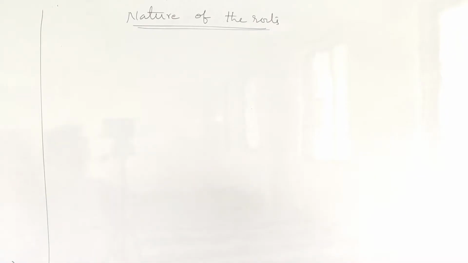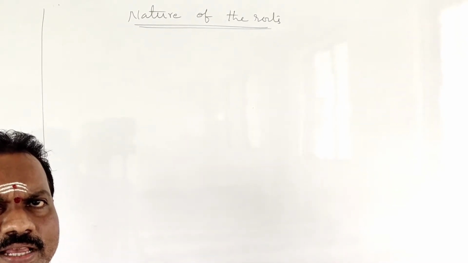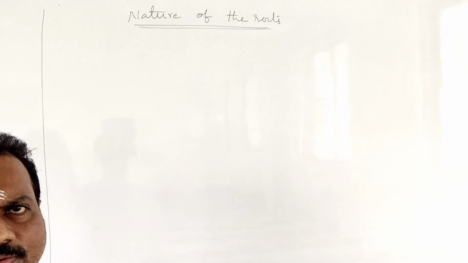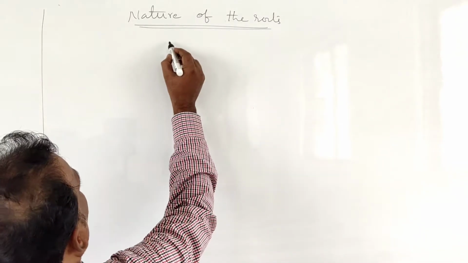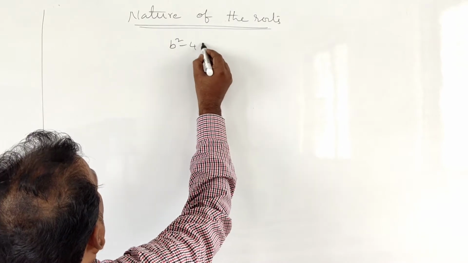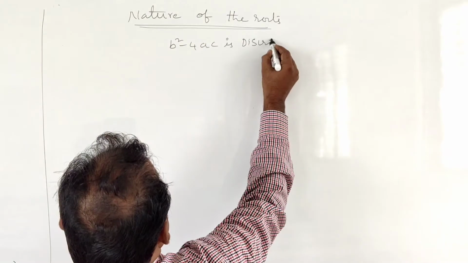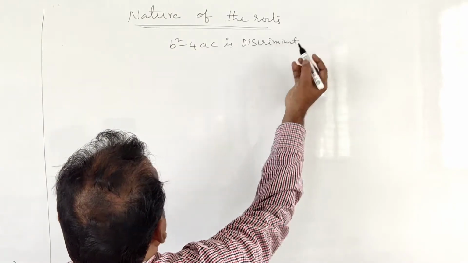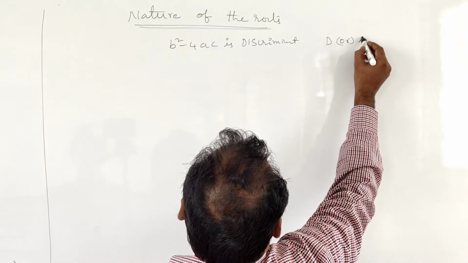So you are familiar with the nature of the roots from the lower classes, based on the b square minus 4ac value, or delta value, or D value. I told you b square minus 4ac is called the discriminant. It is denoted by delta.